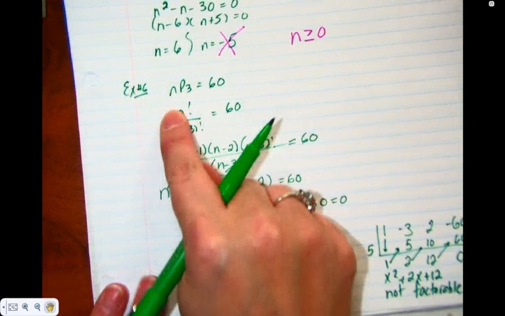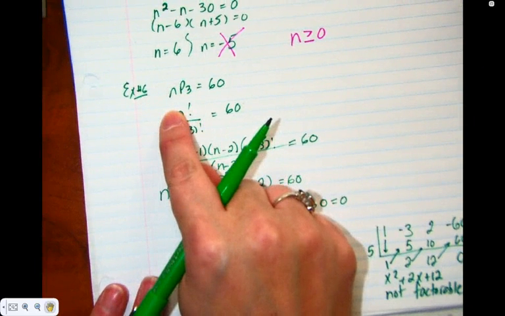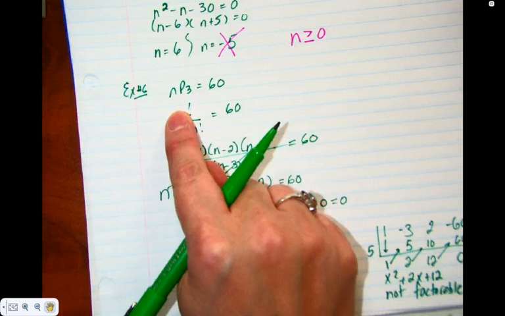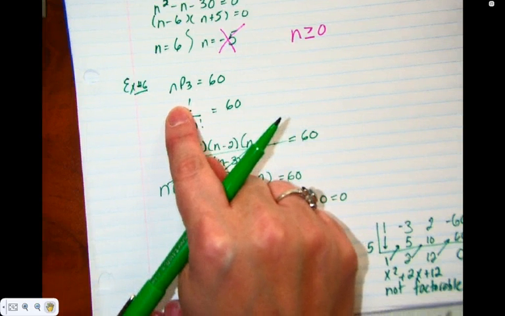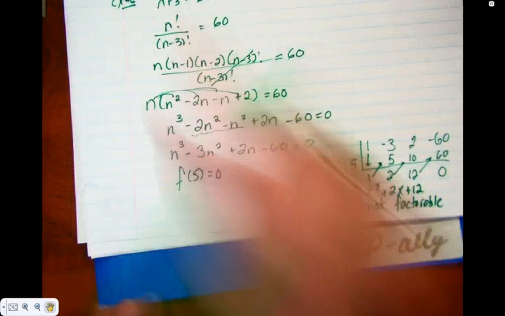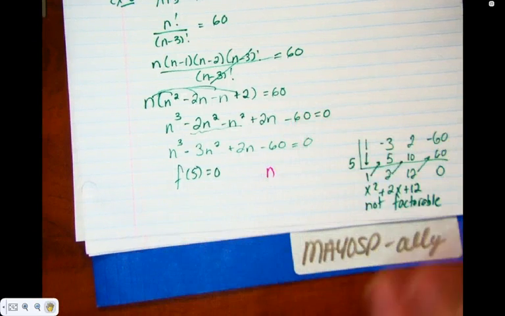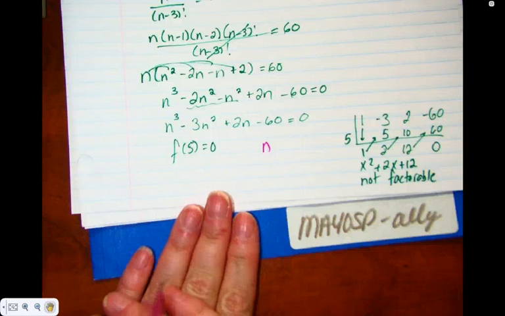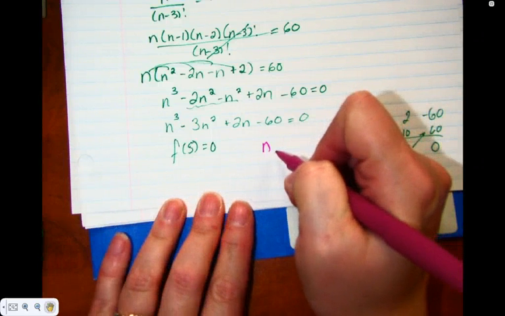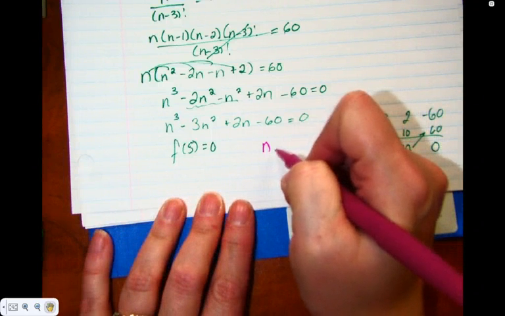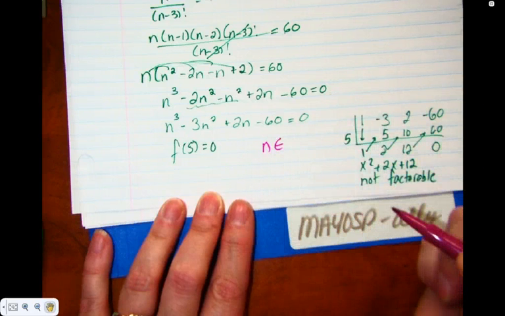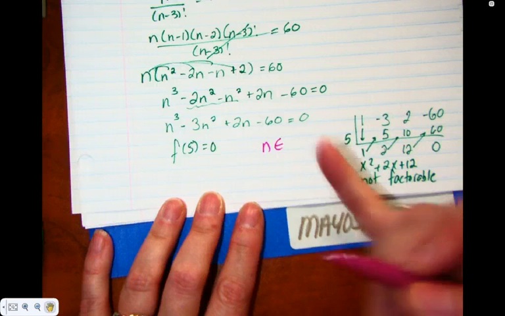Well, let's go back. What does n represent? How many objects we have. Could we have some decimal value of an object? No. So it tells you that n not only has to be greater than 0, but n has to be. And what's the symbol for whole number? Element of. It has to be wholes.